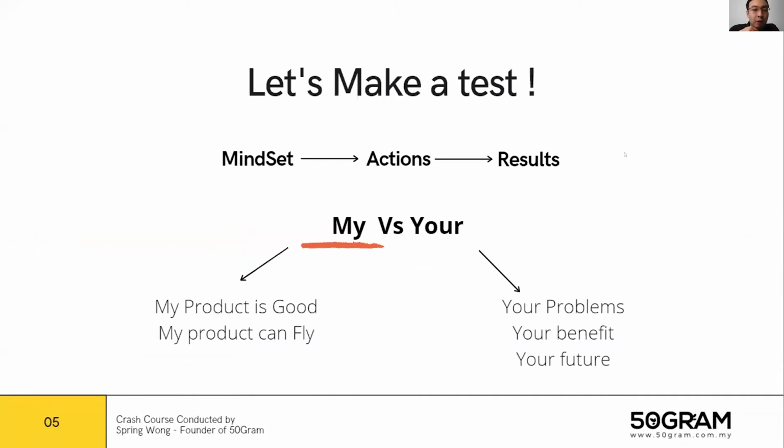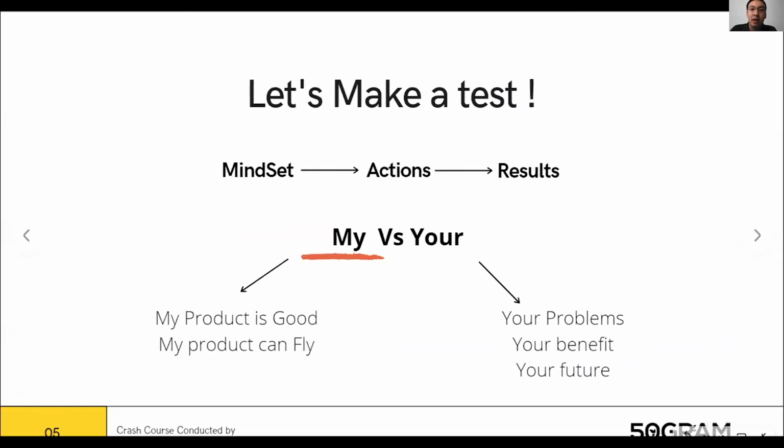A lot of people, when they do their ads and their copy, only focus on how good their product is: my product is good, my product can fly. But it doesn't matter to your customers, because even if the car can fly, that doesn't mean it's relevant to me. That's a problem. You have to focus on your customer's problem, their benefit, and how the product helps them in the future.